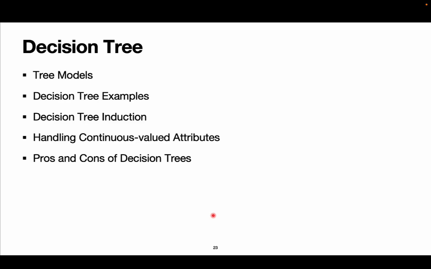In summary, we discussed decision trees, what they are and why they're useful, how they are constructed, and the recursive nature of the induction algorithm, techniques for handling continuous attributes, and finally, the pros and cons of decision trees.